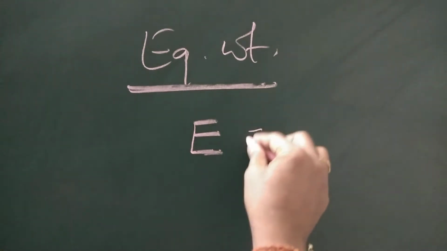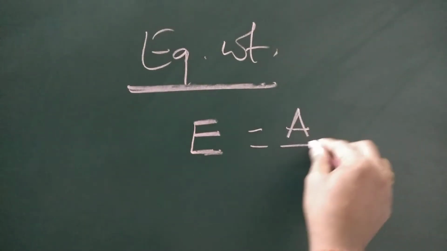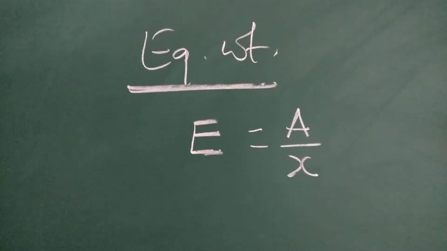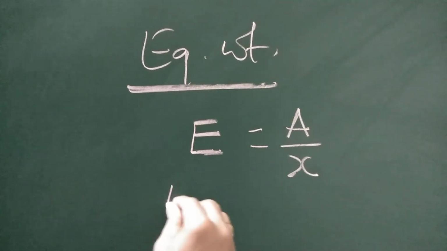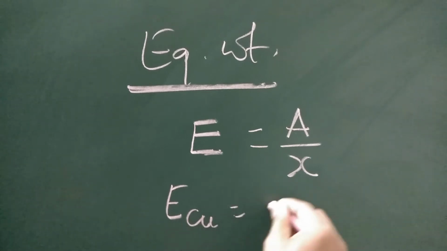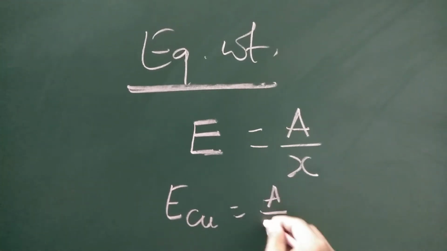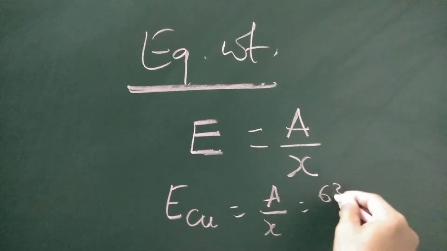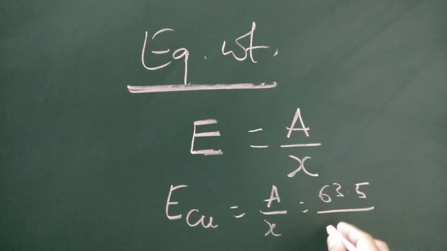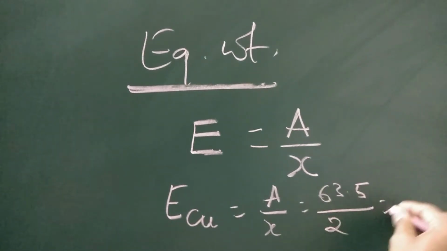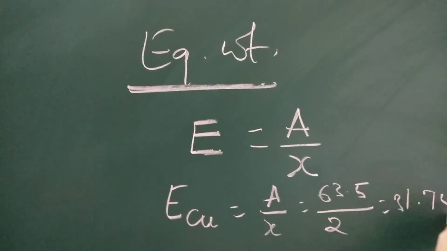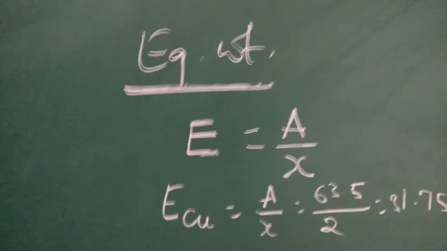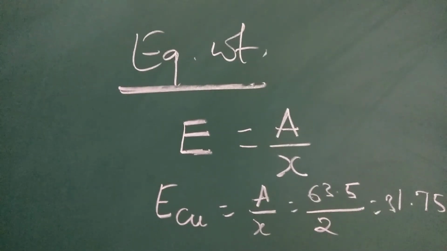Now equivalent weight is given by atomic weight by valency. Suppose we want to find out the equivalent weight of copper: its atomic weight divided by its valency. The atomic weight of copper is 63.5 and its valency is 2. So 31.75 is the equivalent weight of copper.